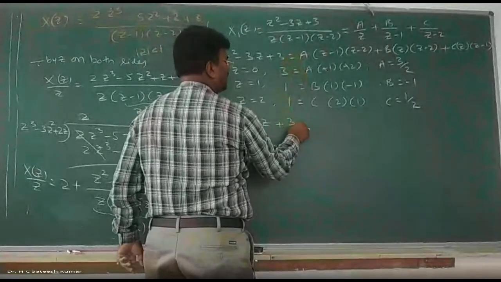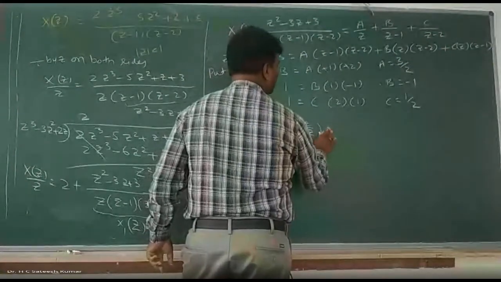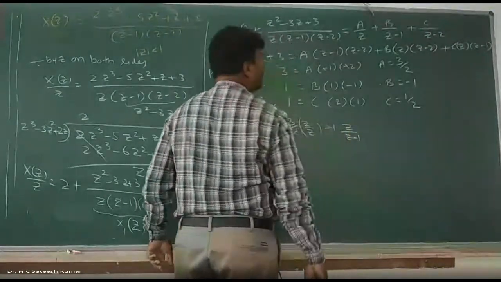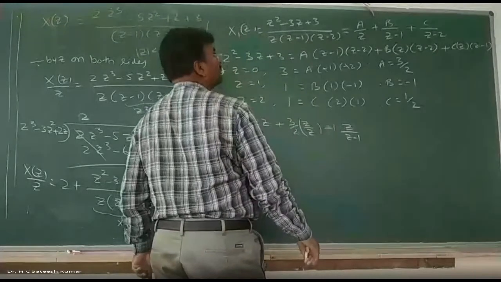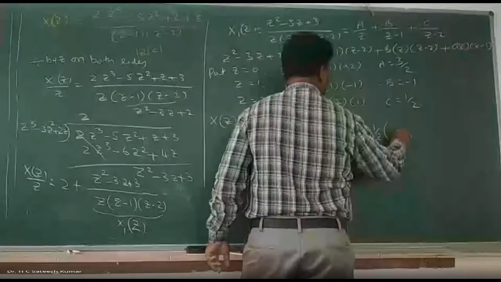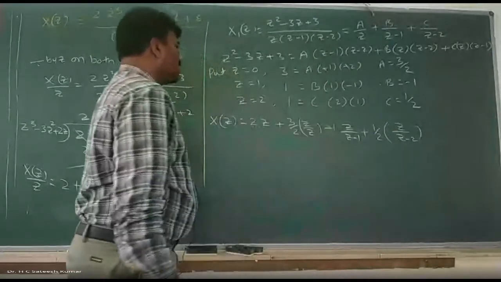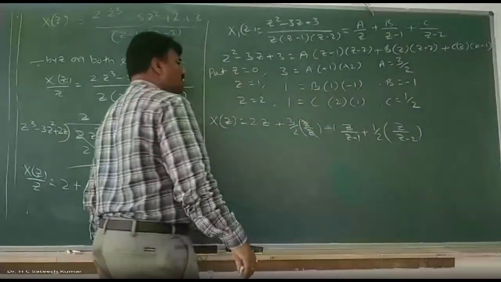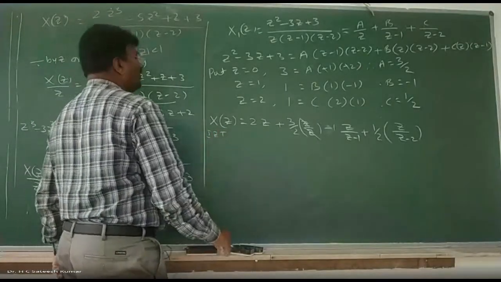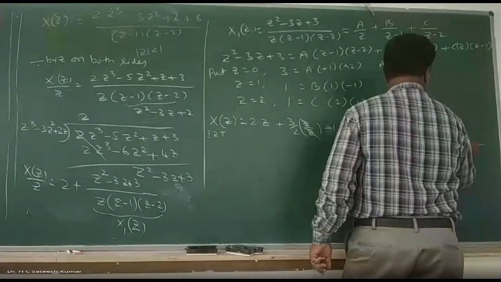A is 3 by 2 into z by z, plus B, which is minus 1, into z divided by z minus 1, plus C, which is 1 by 2, into z divided by z minus 2. Okay, right. z gets cancelled. Now you take the inverse z transformation. Before that, take the ROC. ROC is what? Mod z less than 1.